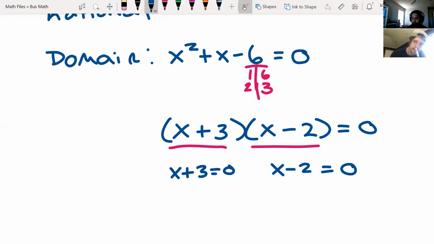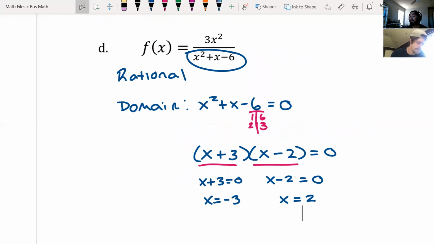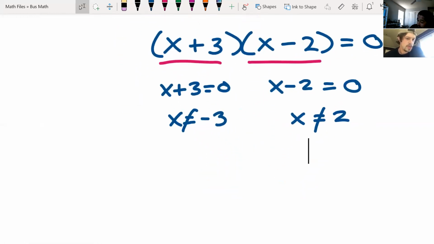And what are my values for x? -3 and +2. But since this is from a rational function, can we actually equal -3 and can we actually equal 2? No, because they'll make the denominator what number? 0. Good. So cancel that, cancel that. What we're saying for this domain is that we can be any number we want except for which numbers? -3 and 2. Good.